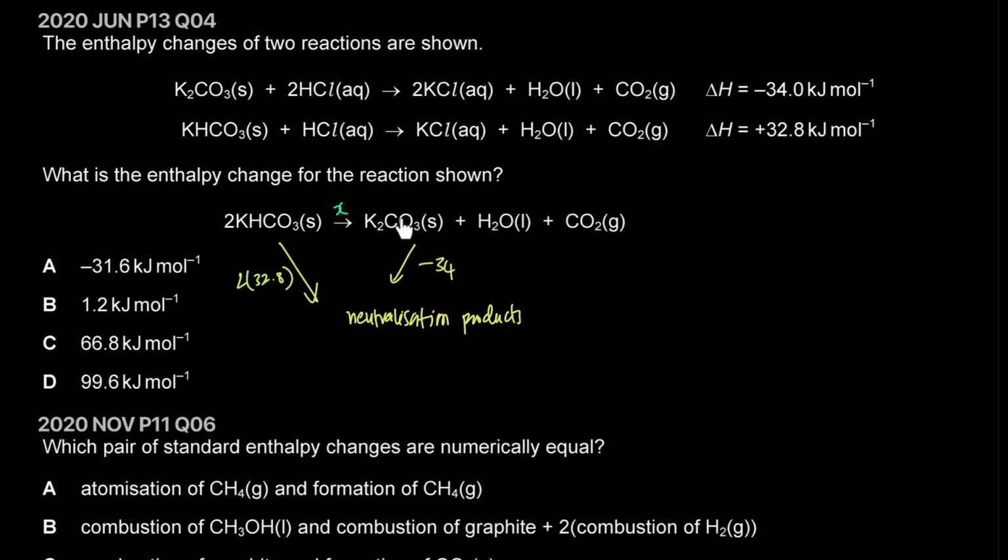So if we look at this cycle, all the arrows are pointing towards the neutralization products, and all the arrows are starting from the reactants. So we can decompose potassium hydrogen carbonate and then neutralize potassium carbonate, or we can directly neutralize potassium hydrogen carbonate. We're going from here to here, either in 2 steps or in 1 step. So we can say x minus 34 is equal to 2 times 32.8. And that gives us x as positive 99.6 kilojoules per mole.